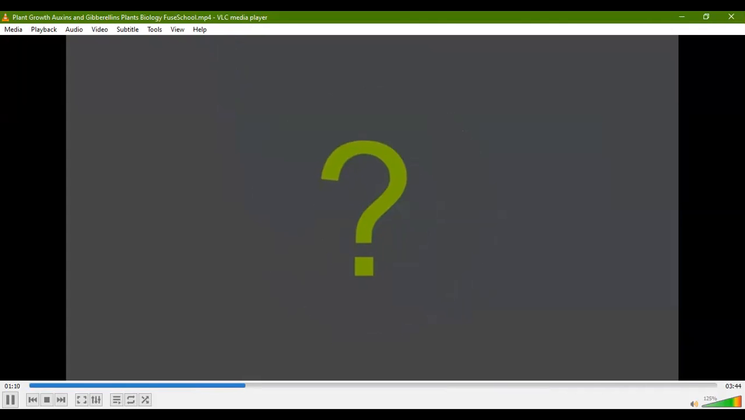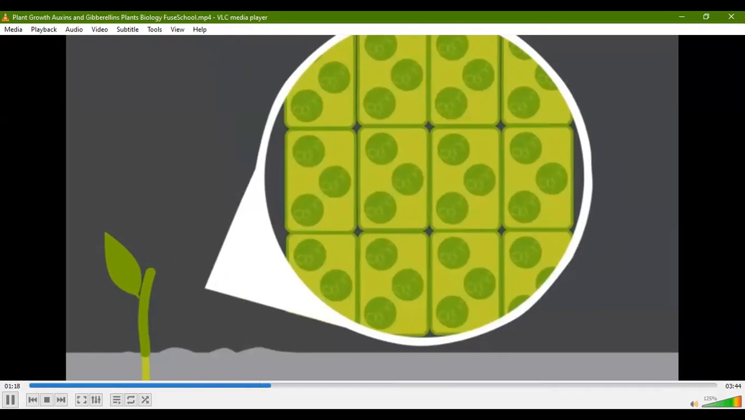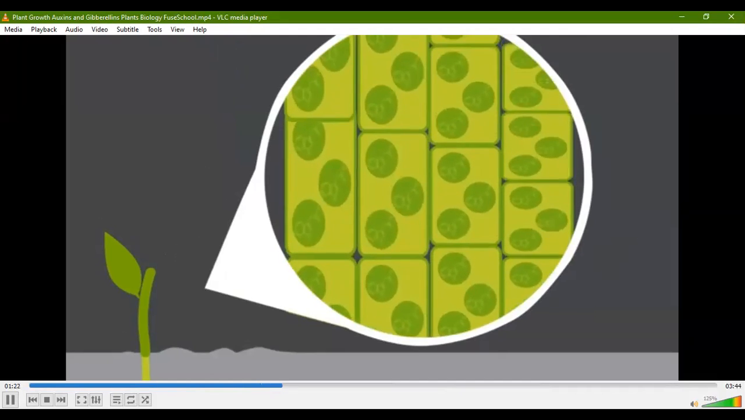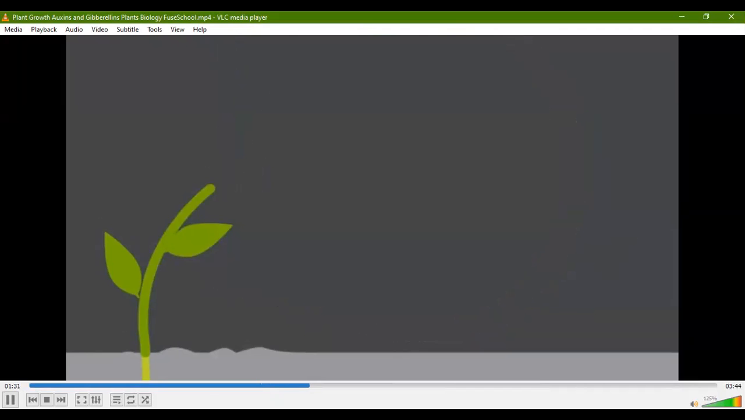But why do they bend towards the light? How do they know to do this when they don't have eyes? The bending happens because the light hits one side more and breaks down the auxins on that side of the stem. So then growth slows down on the light side. The faster growth on the dark side causes the shoots and leaves to turn towards the light, which is ideal for the plant for photosynthesis.